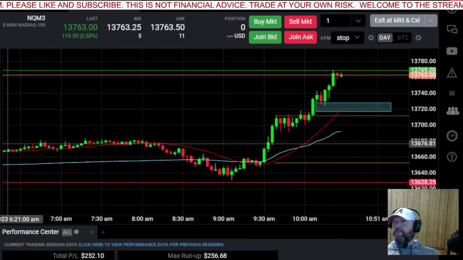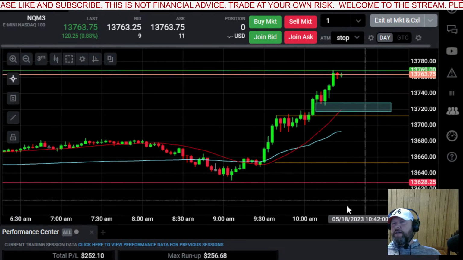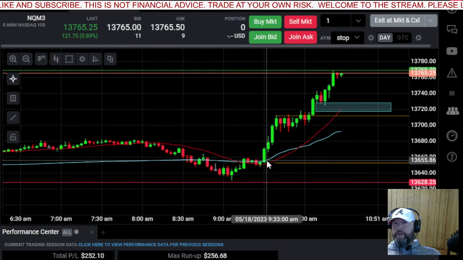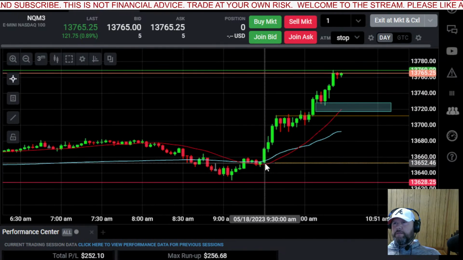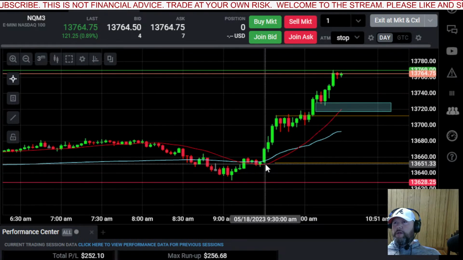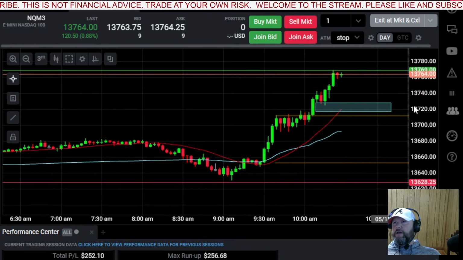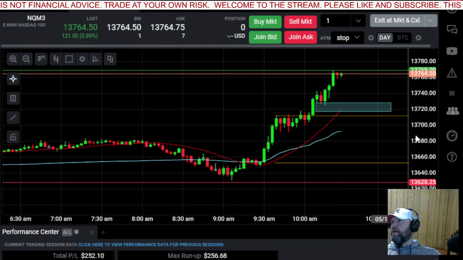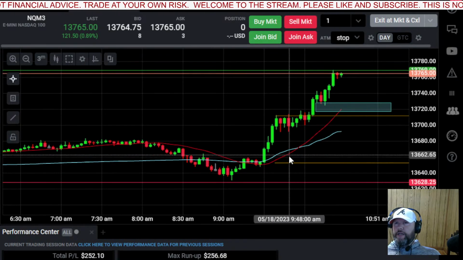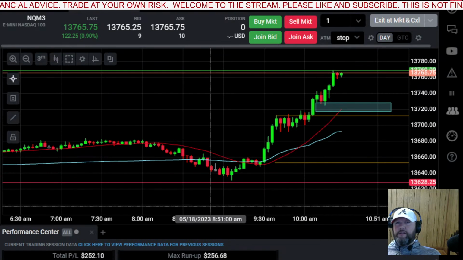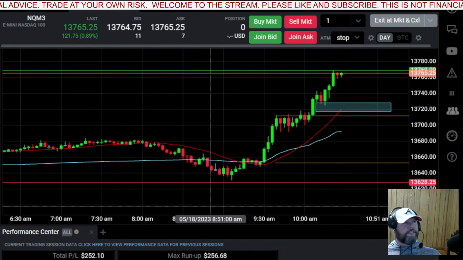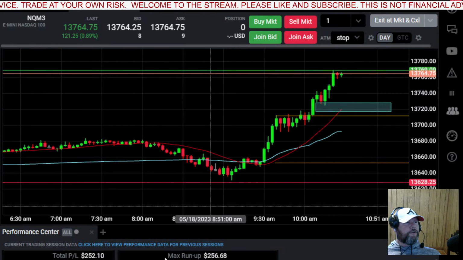Got the next pivot all the way up at the 790. We've had a nice little move today. We went from open at 651, and we've had almost a 120 point move to the upside. And I think we've only got $250 out of that. It's kind of frustrating.